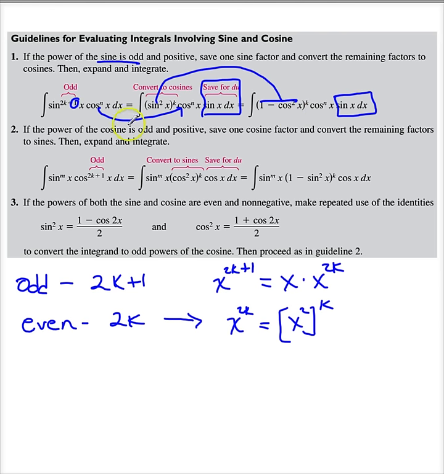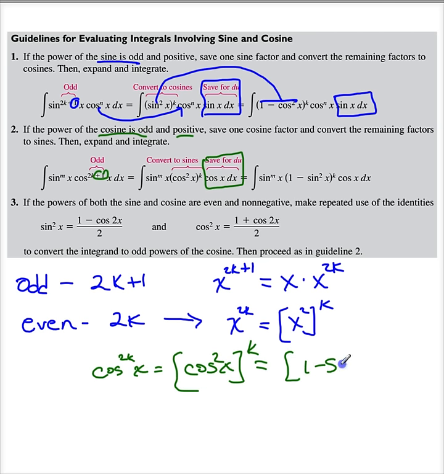Similarly, if the power of cosine is odd and positive, pull out one of those cosines, and you're going to use that for du. So I have cosine to the 2k, and I'm going to write that as cosine squared x to the k. And then I'm going to replace cosine squared with 1 minus sine squared, all raised to the k. So here will be du, and you'll be able to multiply this out, and you'll have a number of sines to different powers. Depends on what k is.